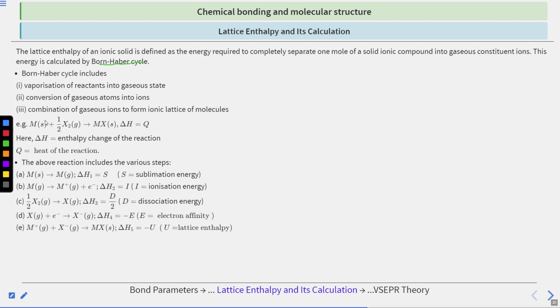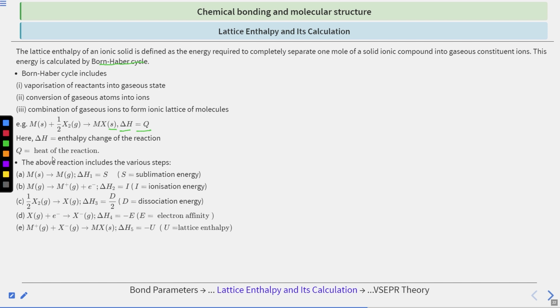For example, here the metal M in the solid state plus half of X2 in gaseous state will give you the MX compound in the solid state. Delta H will be equal to Q, where delta H is the enthalpy change of the reaction and Q is the heat of the reaction. The above reaction includes various steps. It's not occurring in a single step.